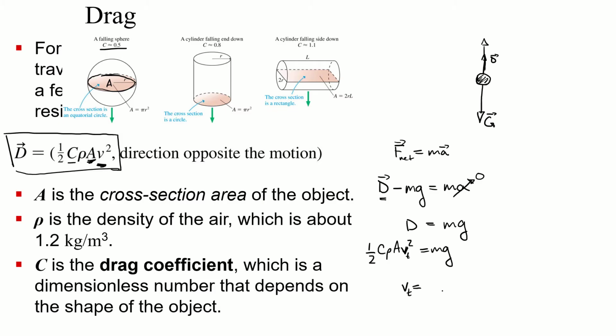It would be, the 2 comes up, so 2 times mg divided by that drag coefficient, the density times A, and then we have to take the square root because that speed was squared. And this equation tells us what the terminal velocity or the terminal speed of that object falling would be. So we can calculate this a priori, kind of make a prediction for what it is.